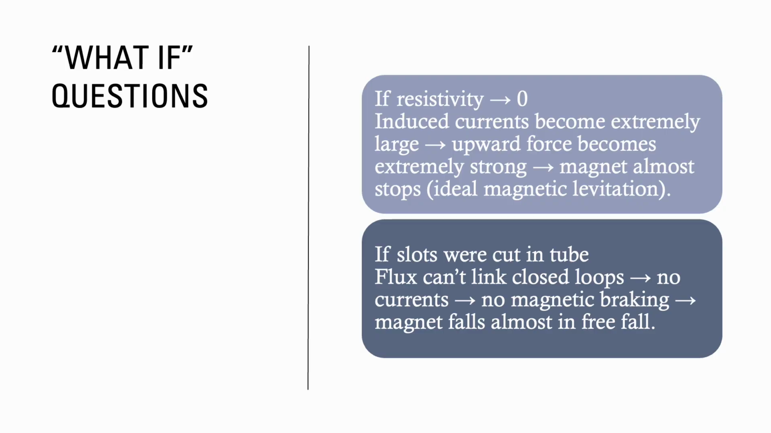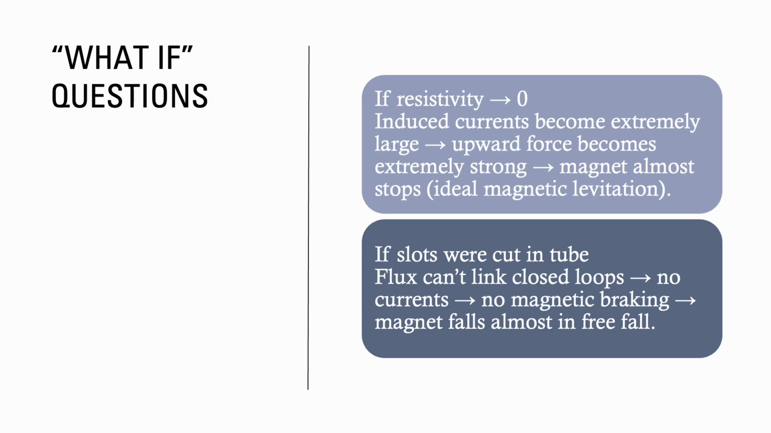If the resistivity of the tube were lowered towards zero, the induced currents would become extremely large. That would produce a very strong upward magnetic force, causing the magnet to fall extremely slowly, approaching magnetic levitation. If we cut slots or holes in the tube, the loops would no longer be closed, meaning no currents could circulate. With no induced currents, there would be almost no magnetic braking, and the magnet would fall nearly in free fall.